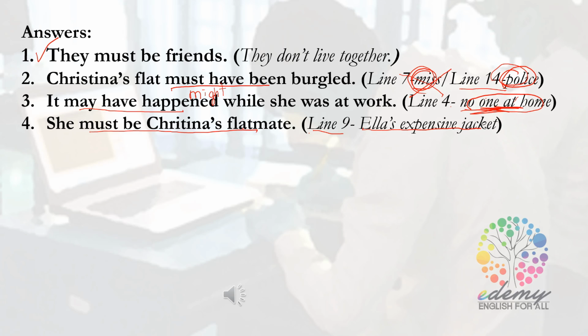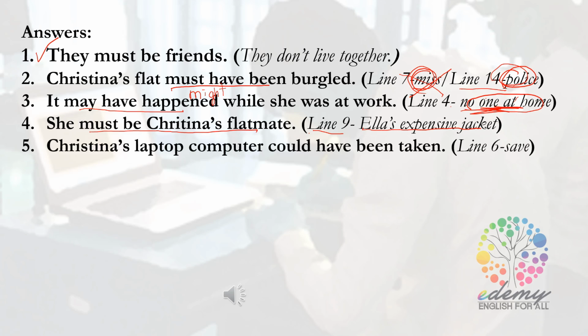Okay, we move on to question 5. What was taken from the flat? We have two choices. First one, Christina's laptop computer could have been taken, and second, Ella's laptop might have been taken. So the answer is the first choice. Christina's laptop computer could have been taken.